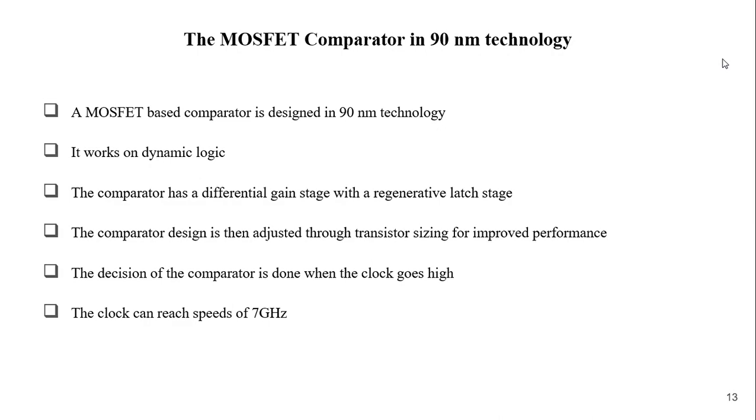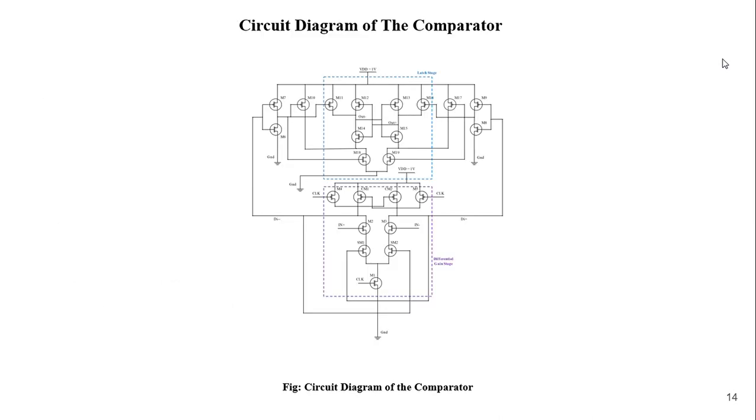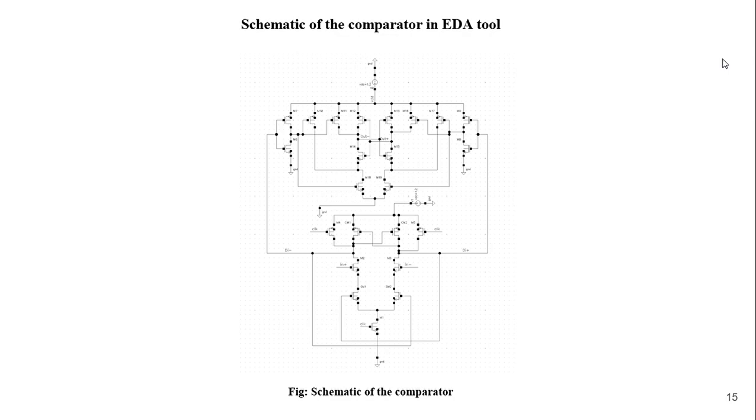After that there is a transistor which discharges the output nodes towards ground. So that is the main working principle of the comparator, and the decision of the comparator is done when the clock is high, as it uses the pre-evaluation logic. So at clock 0 it's the reset phase, and at clock 1 is the decision phase according to the decision of the circuit that is designed. So this is the circuit diagram of the comparator, and this is the schematic of the comparator in the EDA tool.